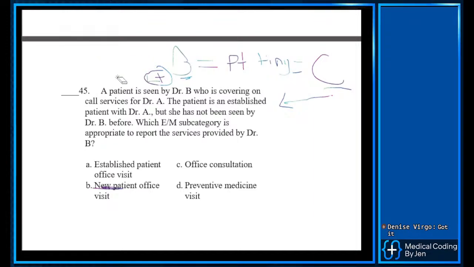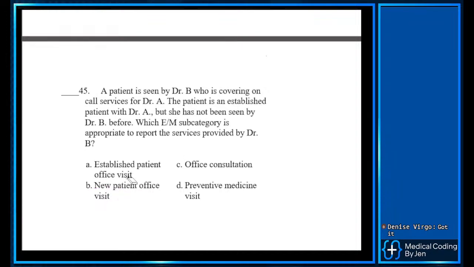And that is a rarity that it ever happens on the CPC exam. Most patients ever on the CPC exam are just a new patient. But technically, if Dr. A is covering for Dr. B, that means they are both the same specialty. They're both family practice. They're both cardiology. They're both whatever, because Dr. A and Dr. B are the same specialist in whatever field they're in, and they can see each other's patients. Whether they're new or established, it doesn't matter.